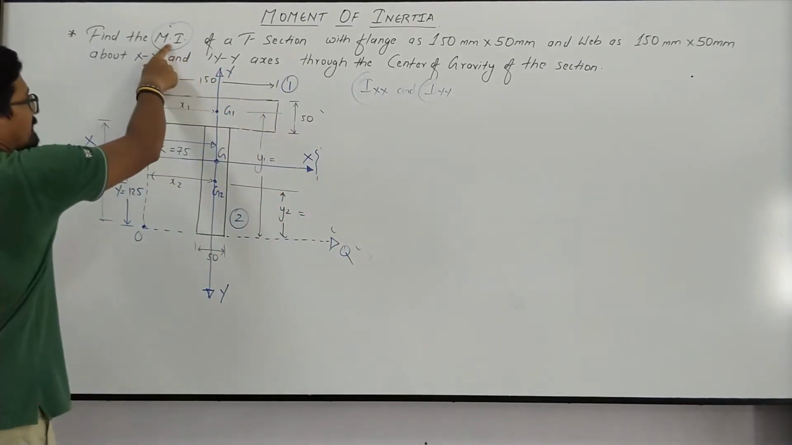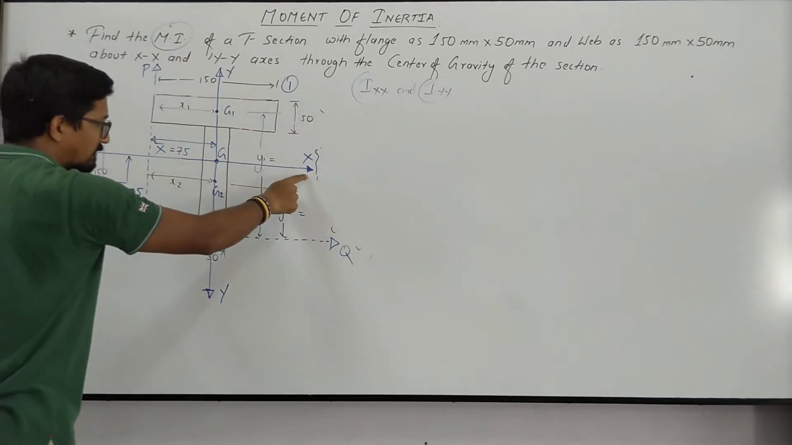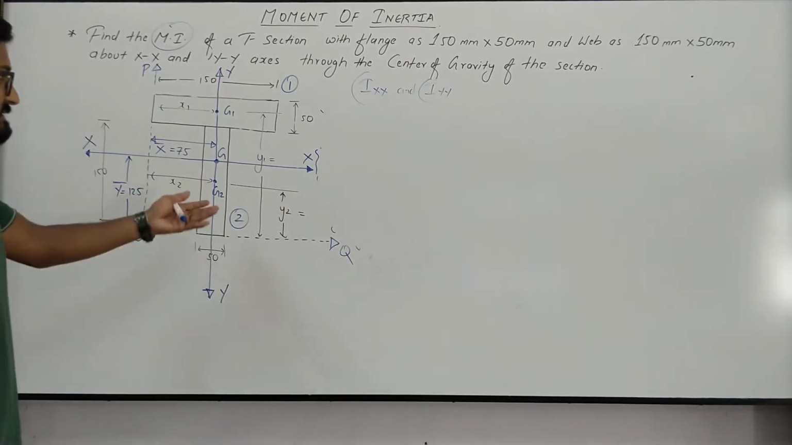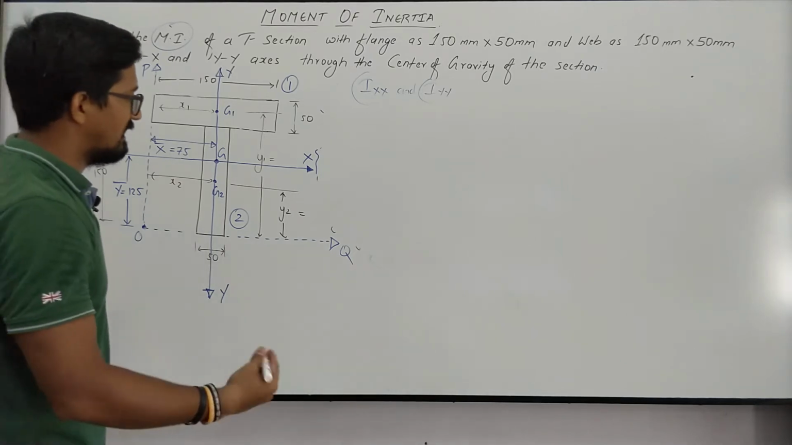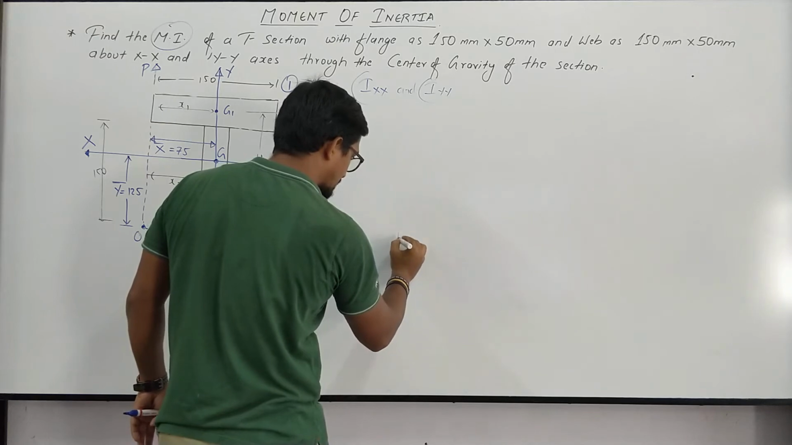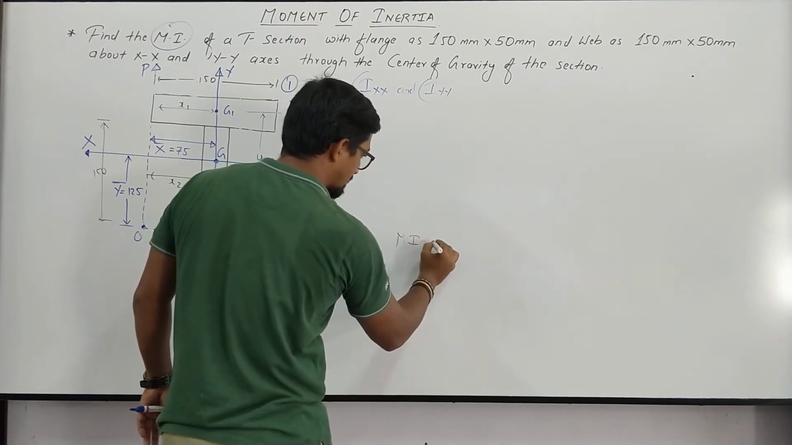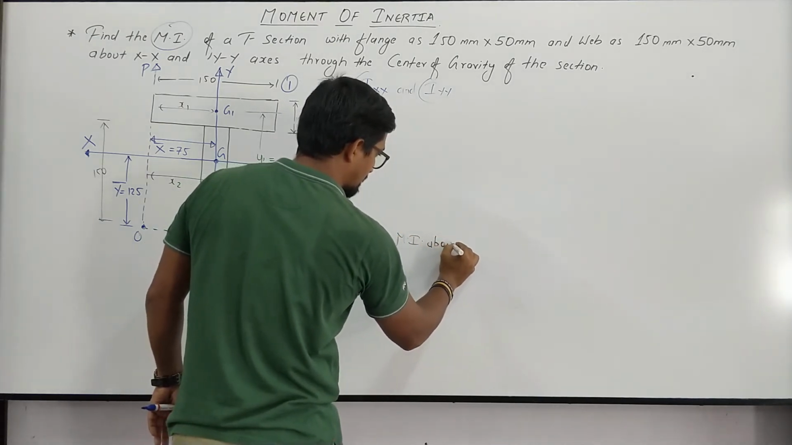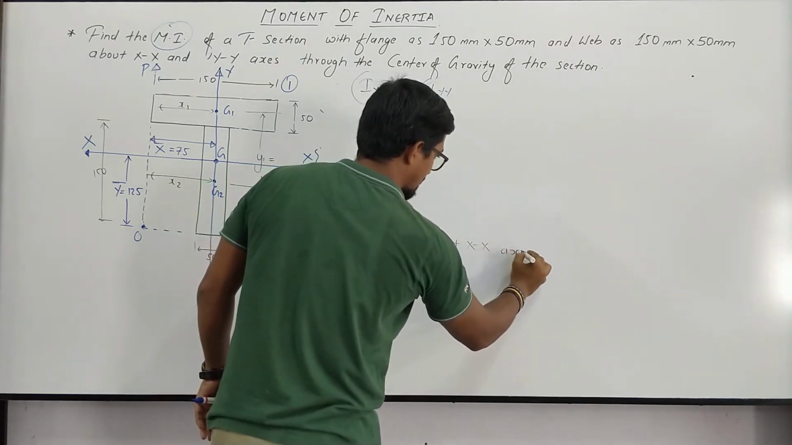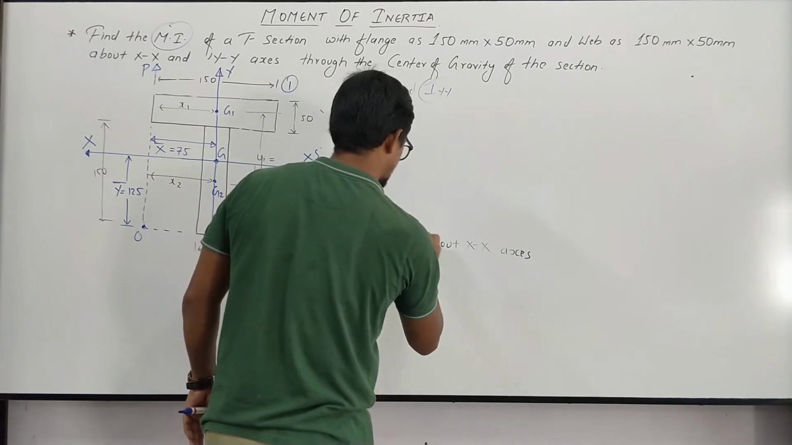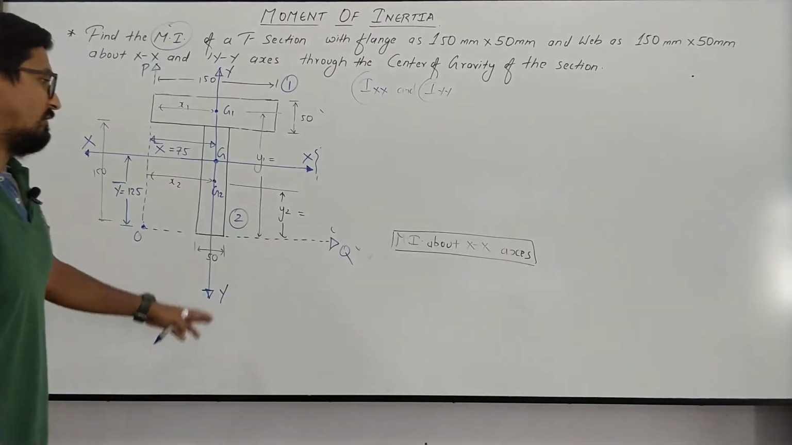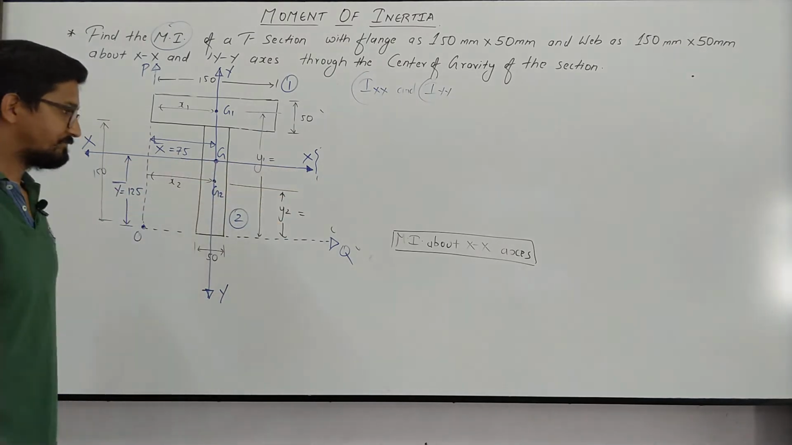So we have to find the moment of inertia about the x axis and the moment of inertia about the y axis. Now we have to find the moment of inertia about this axis and about this axis. So let us first go for the moment of inertia about the x axis.